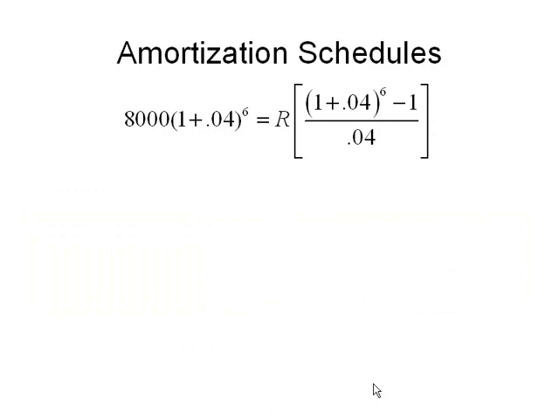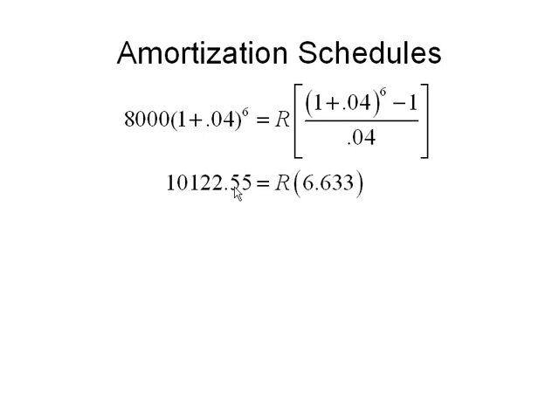So I'm going to take those numbers and put them into our formula that equates the compound interest and the annuity. So I get 8,000 times the quantity 1.04 to the sixth equals R times the quantity 1.04 to the sixth minus 1 divided by 0.04. I'll work out as much as possible on the left and the right hand side.